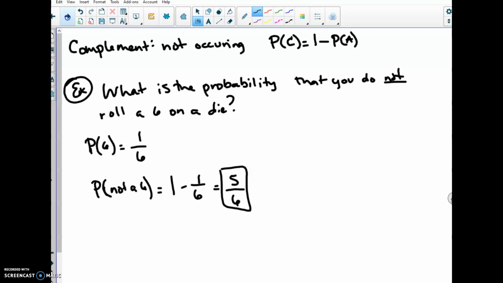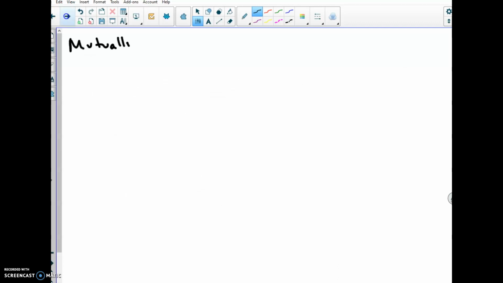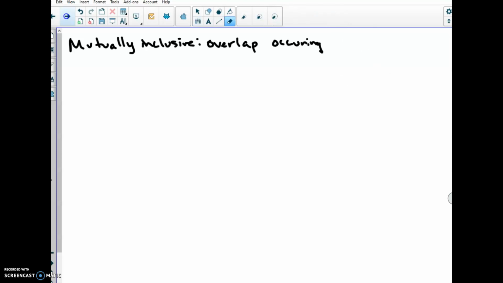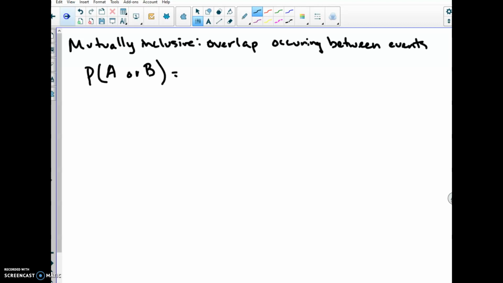So we've talked about mutually exclusive, complements. Now we've got mutually inclusive. So we have some type of overlap occurring in the events. So the probability of A or B, this is going to be represented as P of A plus P of B, but we have to subtract off the events that are overlapping.